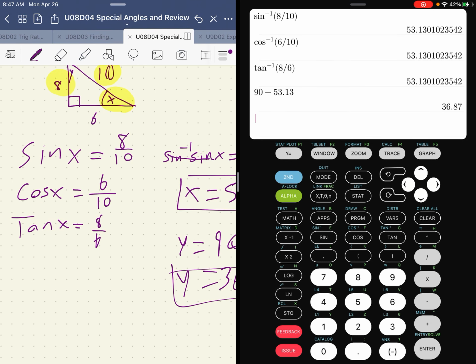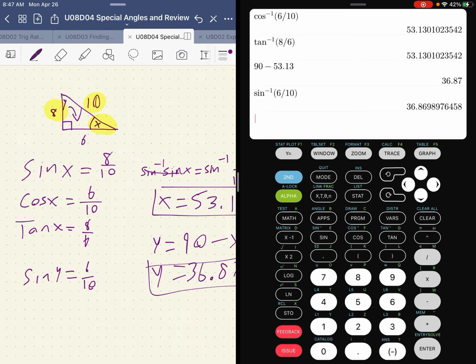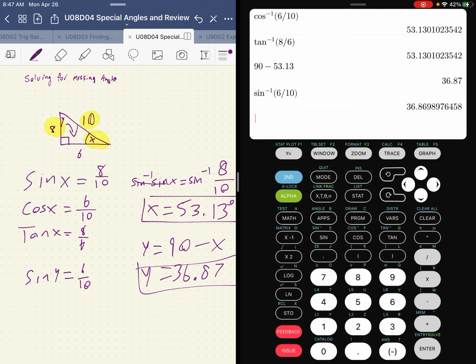But we also could have written a trig ratio for y. So let's say we wanted to use the sine of y. The sine of y is equal to its opposite side, which is 6, over its hypotenuse, which is 10. So we do second sine of 6 over 10. We should get 36.87 or something close to that. We get 36.869, which is approximately 36.87. So we get y is equal to approximately 36.87.